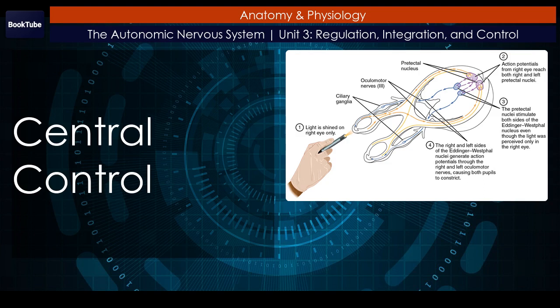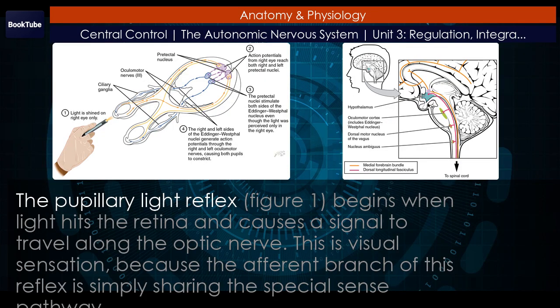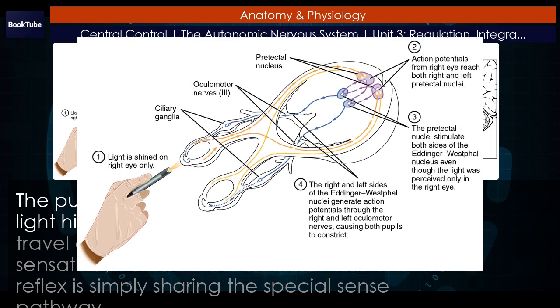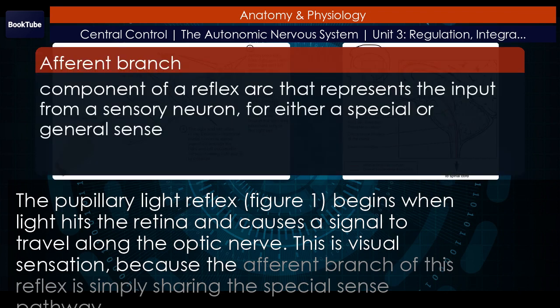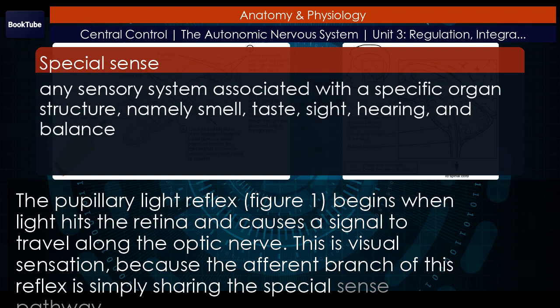Central control. The pupillary light reflex. Figure 1. Begins when light hits the retina and causes a signal to travel along the optic nerve. This is visual sensation, because the afferent branch of this reflex is simply sharing the special sense pathway.